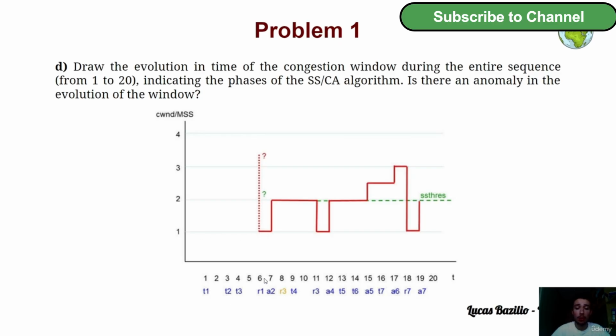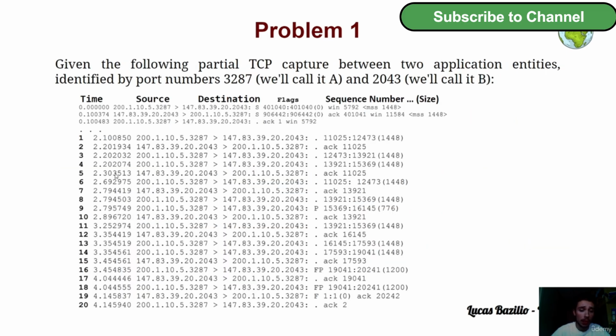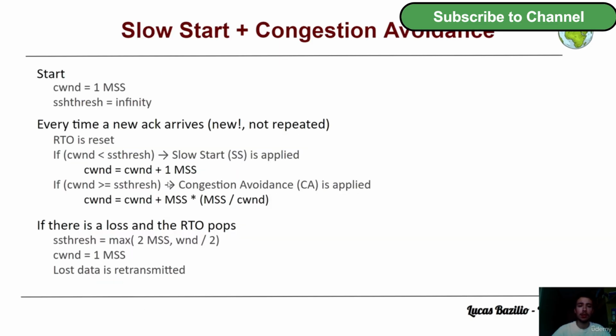when we receive the acknowledgement on the exchange 7, keep in mind here what we have. On the exchange 7, we have the acknowledgement, and this is an acknowledgement of new data. We hadn't received before the acknowledgement of this sequence number, right? 13,921. No, this is the first acknowledgement of this data. So it is new data. And remember, whenever we have an acknowledgement of new data, following the slow start and congestion avoidance algorithm, we are going to increment the congestion window in one maximum segment size unit.